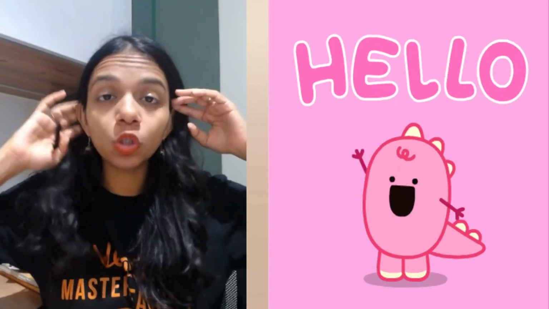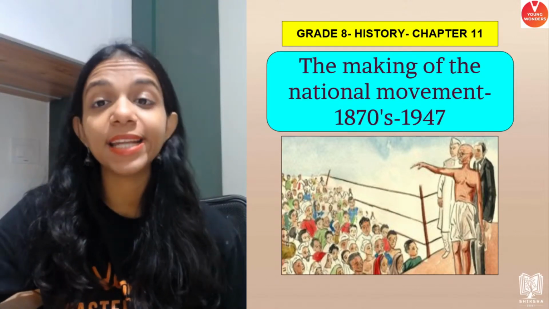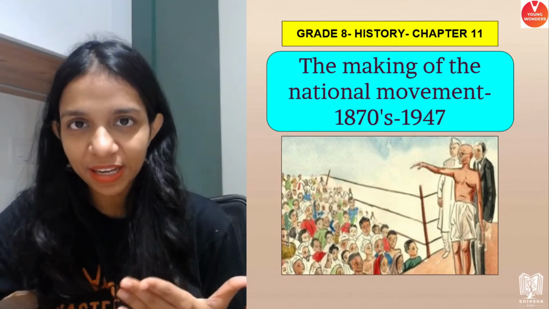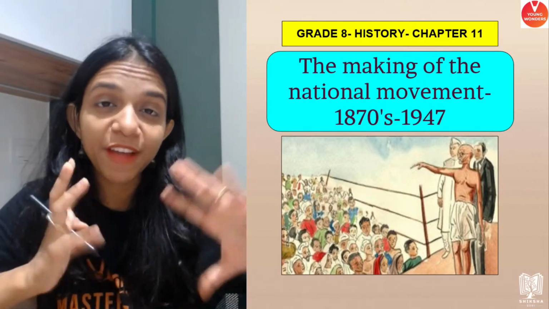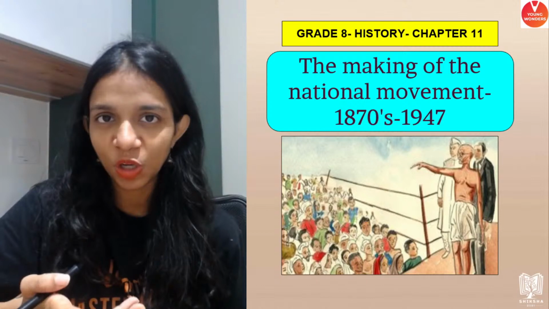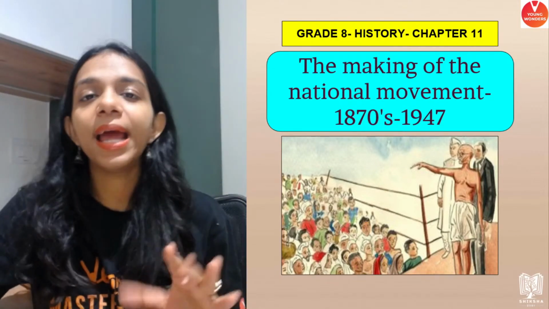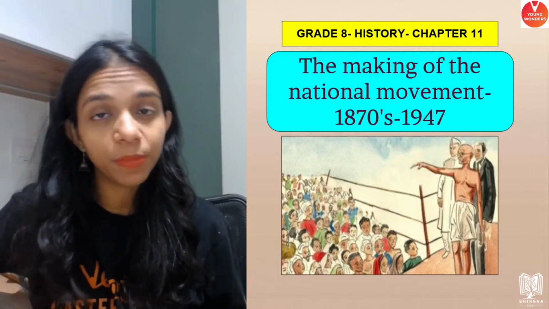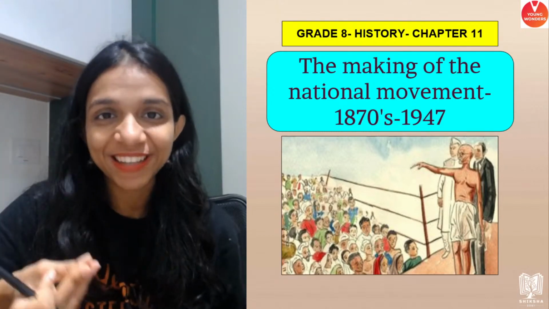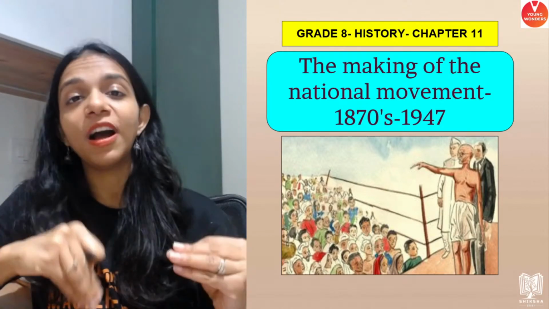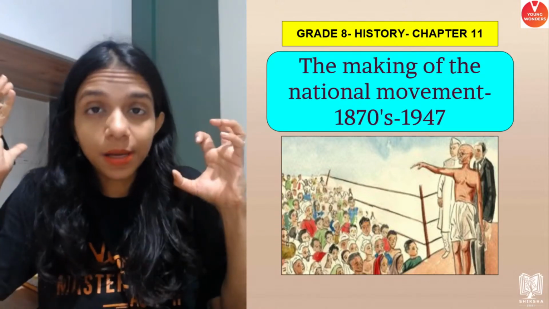So guys, welcome to the second lecture of the chapter, The Making of the National Movement 1870s to 1947. In the last session, हमने पढ़ा था the first phase of the national movement where we looked at the birth of the Indian National Congress, moderates or extremists and partition of Bengal. Right? आज हम second phase of national movement के बारे में पढ़ेंगे and that is when Gandhiji enters Indian politics, right? And how with the entry of Gandhiji, this small movement becomes a mass national movement.